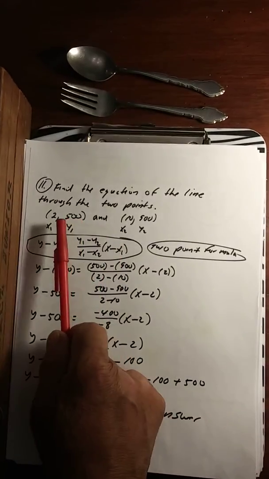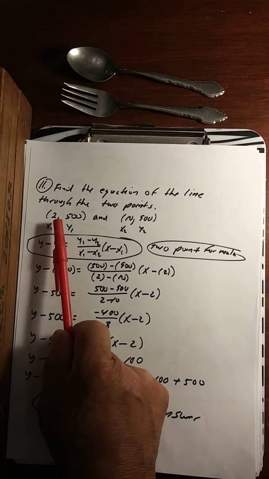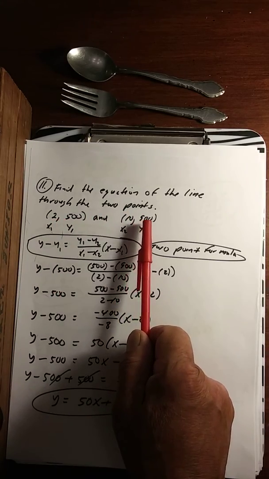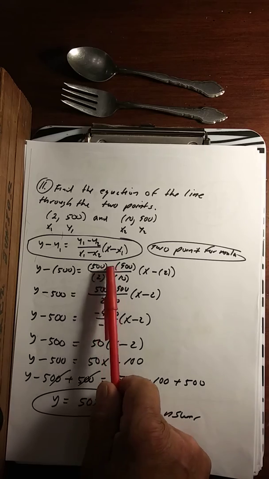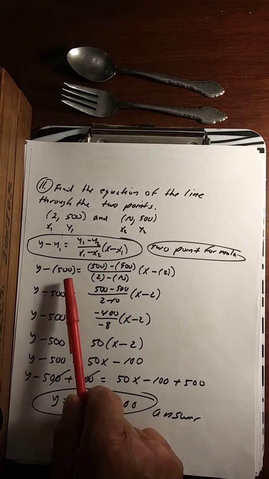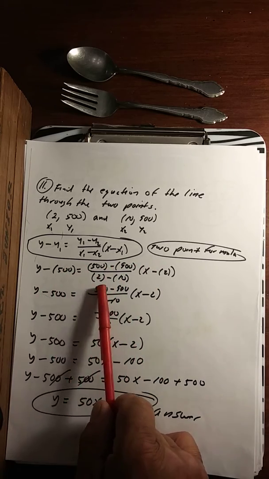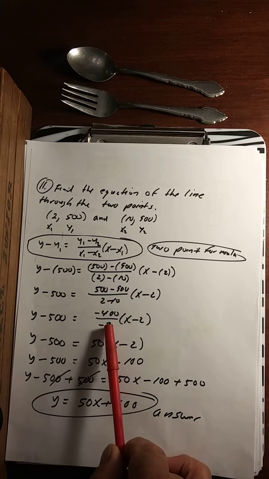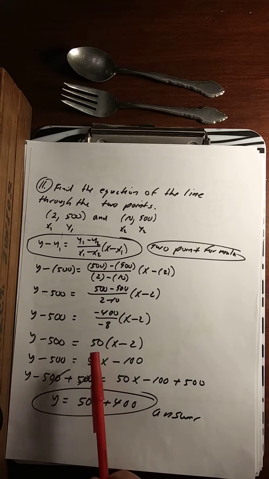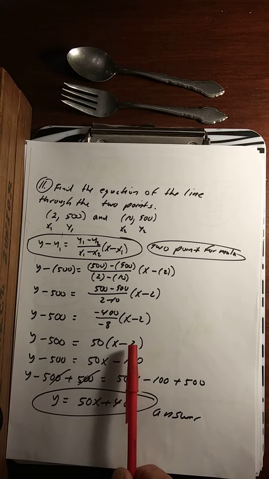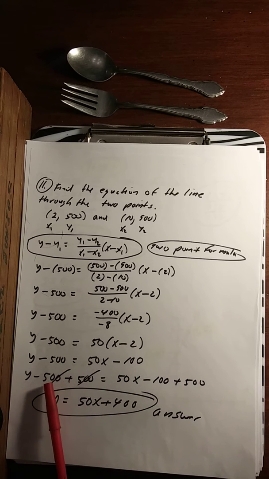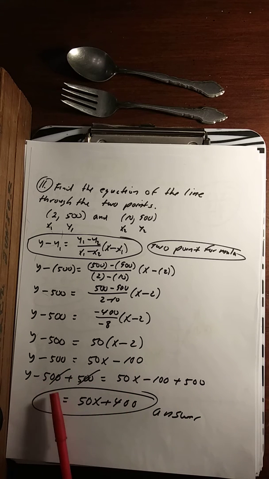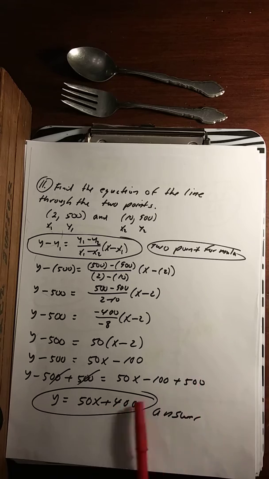Find the equation of the line that goes through 2 points. 2, 500 and 10, 900. Put them in there. So we have y minus 500 equals 500 minus 900 is negative 400, over 2 minus 10 is negative 8. Negative by negative is a positive. 50 times that is 50x. That times that is negative 100. So now we're going to go plus 500, plus 500. These are gone. So y equals 50x plus 400.